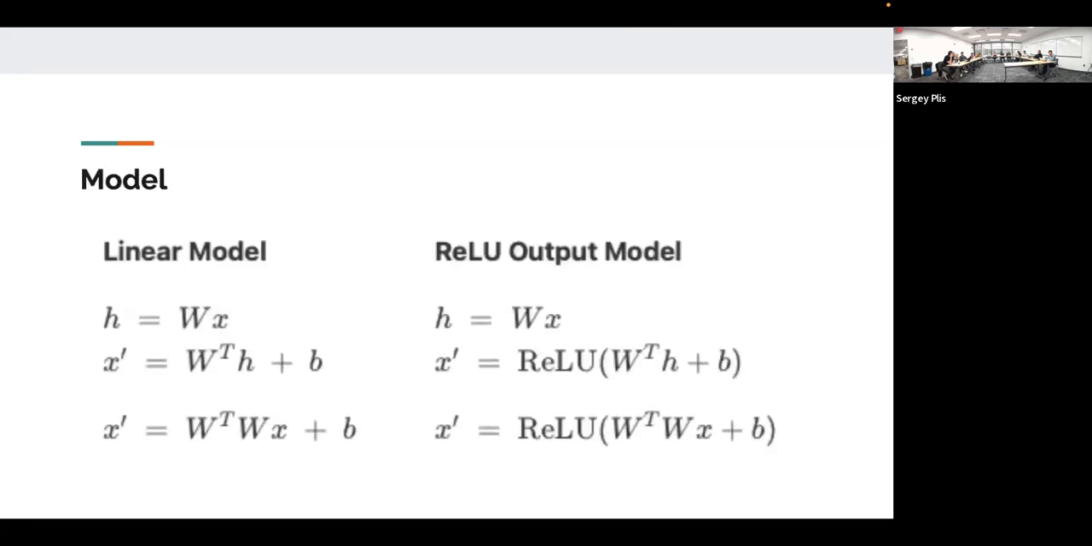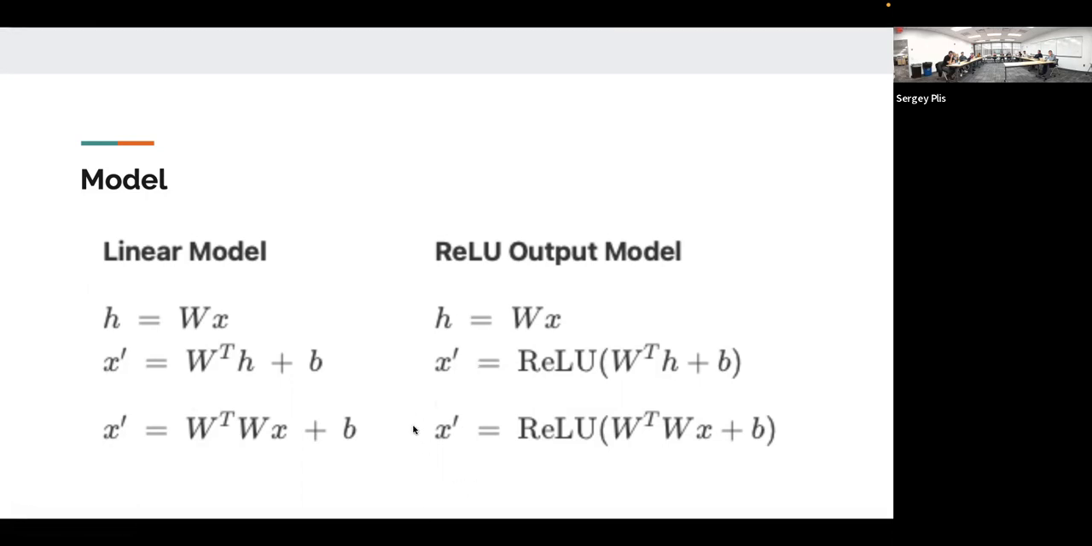So their model compares a linear model to a ReLU output model, and this is pretty important. We have X, which is high dimensional, in fact n dimensional, and W is m by n. So we map X to a lower dimensional space H, and then we try to recover W again to map it back to a larger space. And that's what they're saying here.